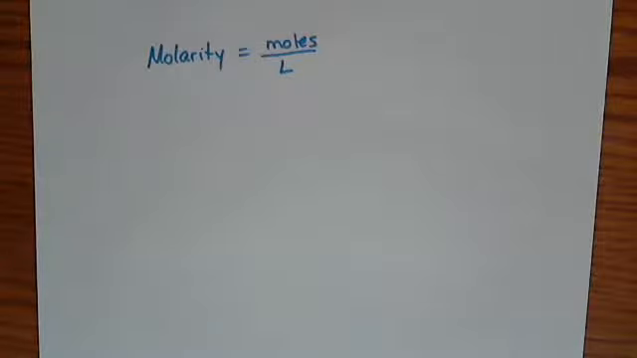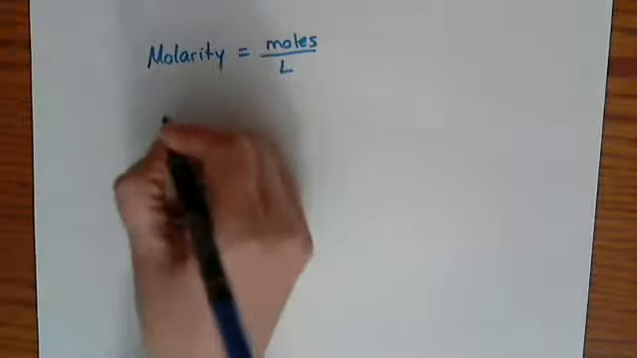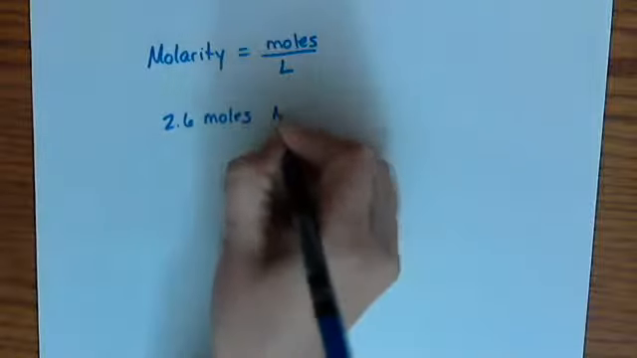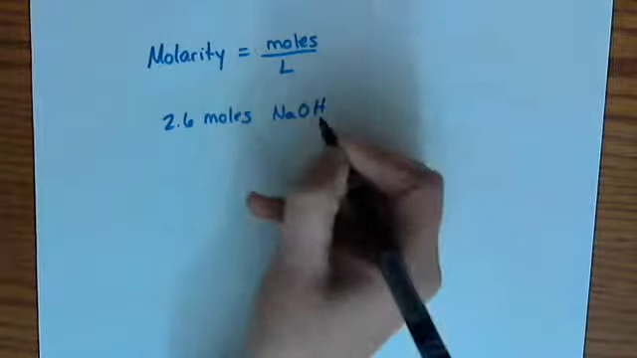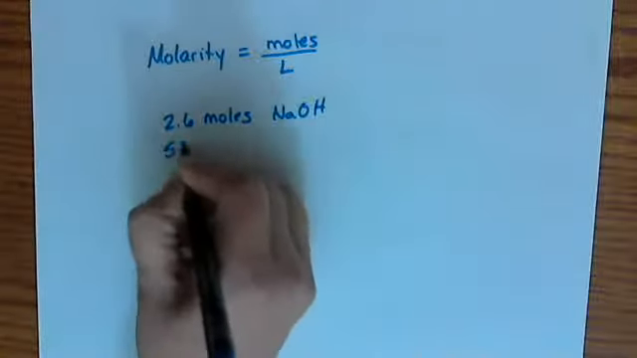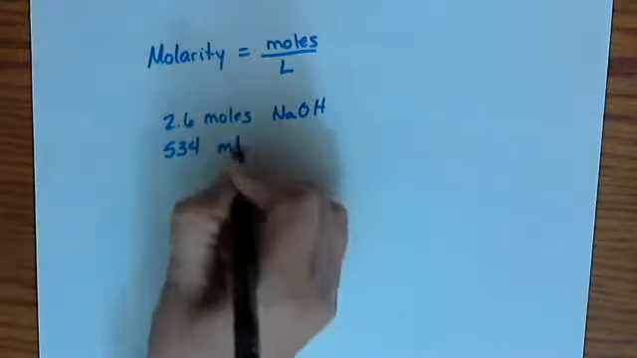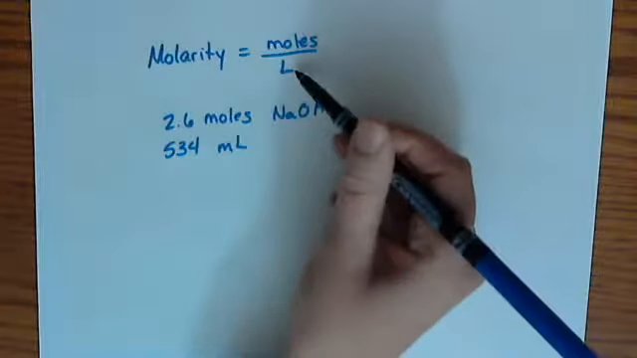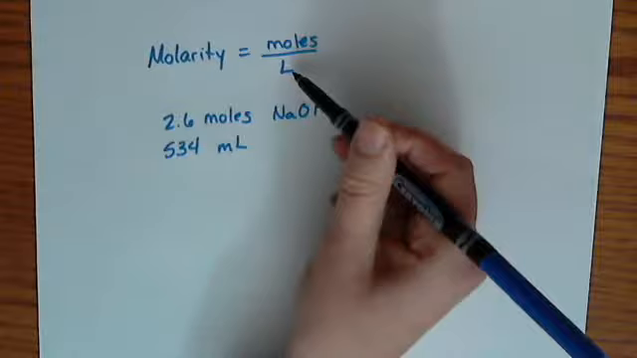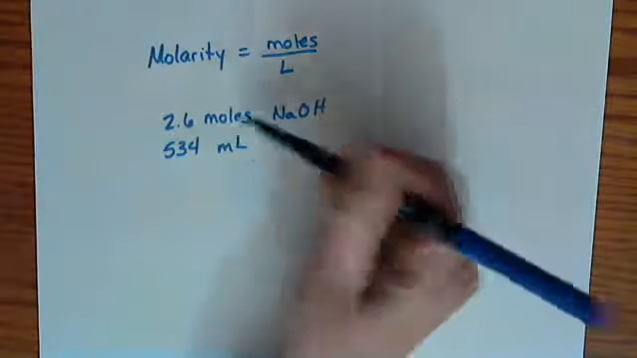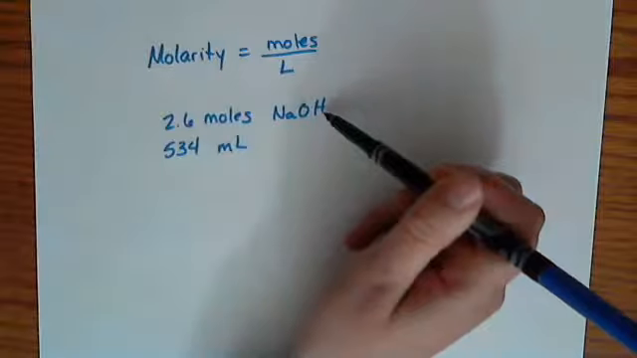So if we have a question like page 335, where we're talking about example 10.4, what is the concentration in units of molarity of NaOH if there are 2.6 moles of NaOH in a solution that has a total volume of 534 milliliters? Well, if you know the number of moles and the number of liters, you're good. All you have to do is divide. Do we know the number of moles? Yes, we do. The problem tells us that we have 2.6 moles of sodium hydroxide.